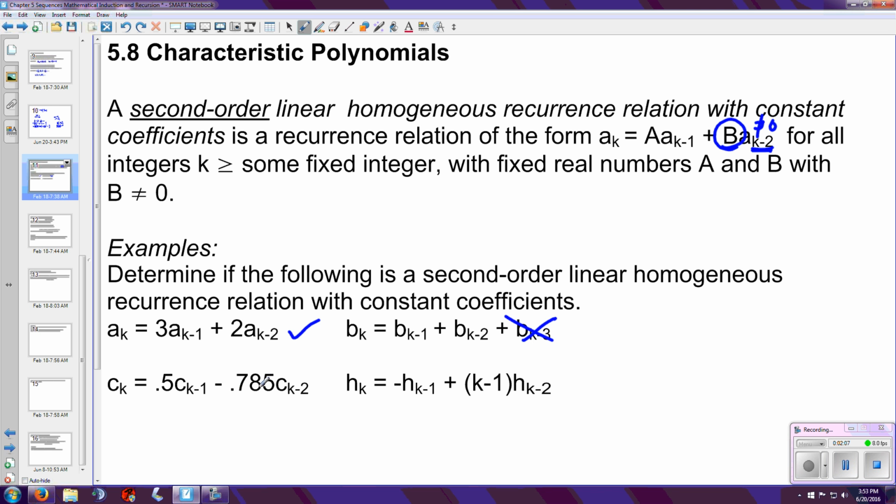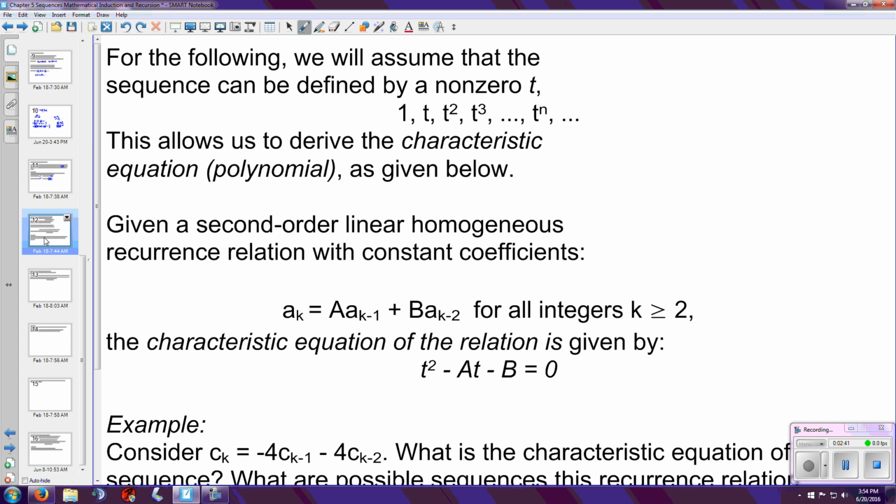Next, 0.5, negative 0.785, k minus 1, k minus 2. Although we have these decimals going on, this is still technically constant coefficients, and we have the k minus 2 term, which makes this a second order. Now, this last example here, you'll notice this negative 1 as a coefficient is constant, but this one has k minus 1, which is not a constant coefficient, which is why this cannot be a second order relation with constant coefficients.